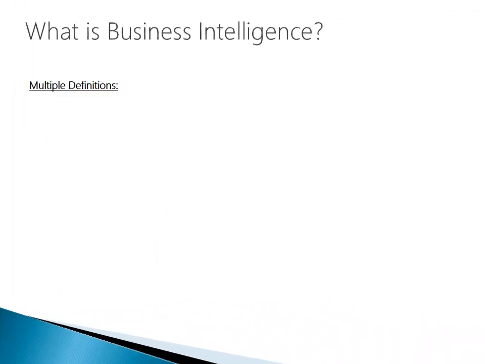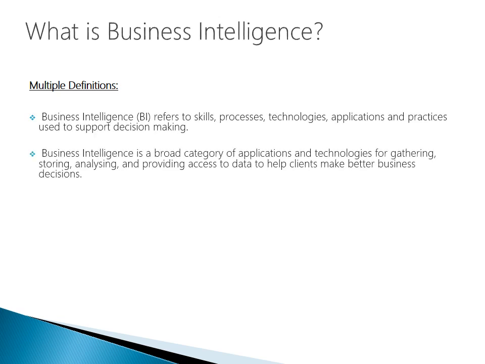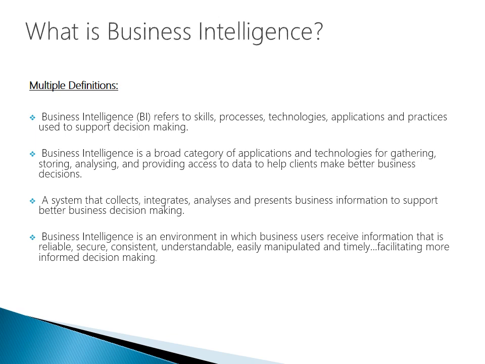This is a real problem, and the technologies that are used to help solve this problem is what we call business intelligence. And I did a simple search on Google to try to understand what business intelligence is, and I found that there's multiple definitions. And here are a number of definitions that talk about business intelligence. Some of them say that they refer to skills, processes, technologies, and applications used to support decision making. Others talk about an environment in which business users receive information and systems that collect, integrate, analyze, and present business information to support better decision making.